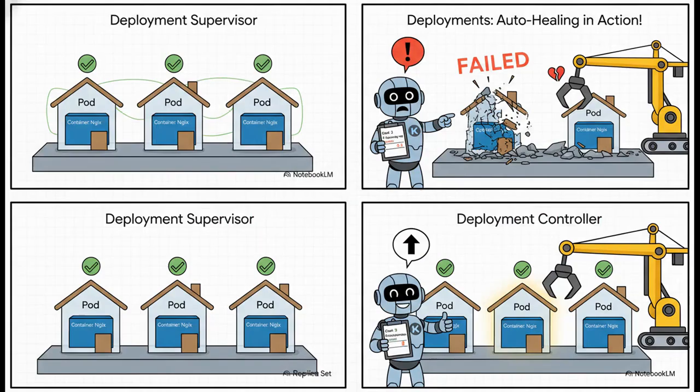And that concept is the deployment. A deployment acts as a supervisor or a manager for your pods. You just tell a deployment, hey, I want 3 identical copies of this pod running at all times. And then it becomes the deployment's job to make sure that's always true. If a pod crashes, the deployment automatically creates a new one. This is the key to building resilient, scalable applications in Kubernetes.